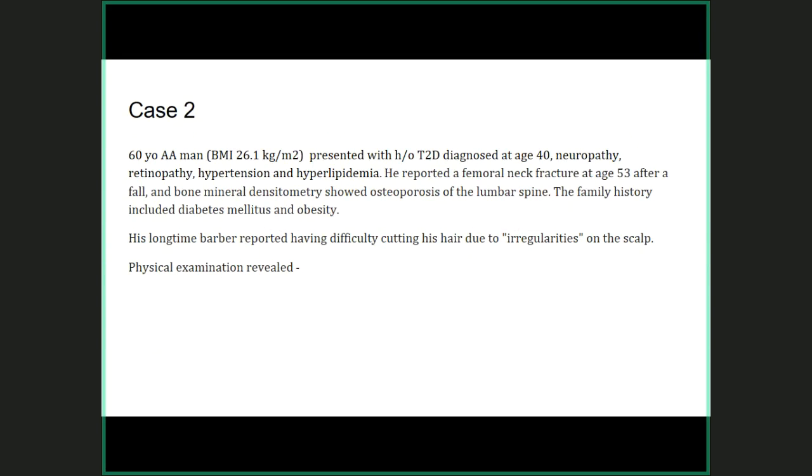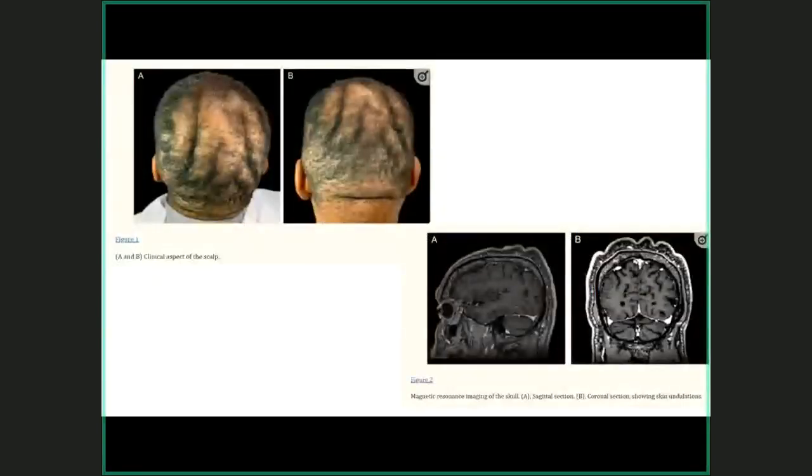Case two. This was a 60-year-old African-American man with a BMI just in the overweight category at 26, presented with type 2 diabetes for about 20 years, diagnosed at age 40, with neuropathy, retinopathy, hypertension, and hyperlipidemia. He reported a femoral neck fracture at age 53 after a fall and osteoporosis on the DEXA. Family history included diabetes mellitus and obesity. Interestingly, his longtime barber reported having difficulty cutting his hair due to irregularities of the scalp. Exam revealed this. We also have imaging here.